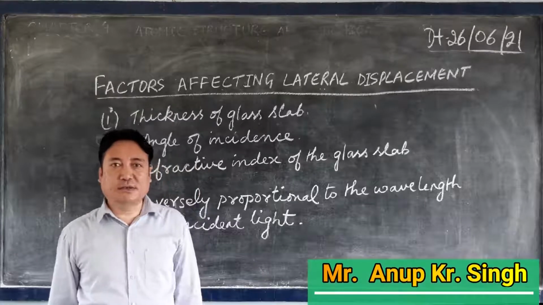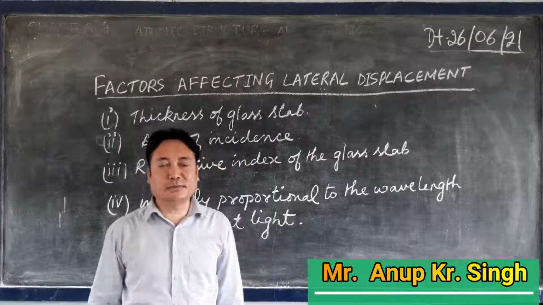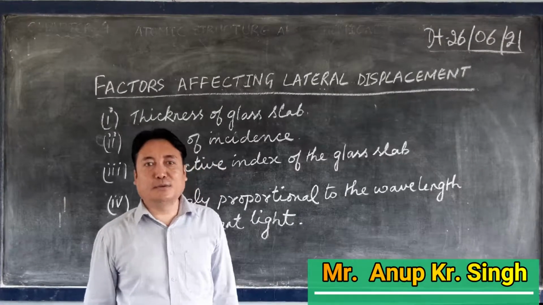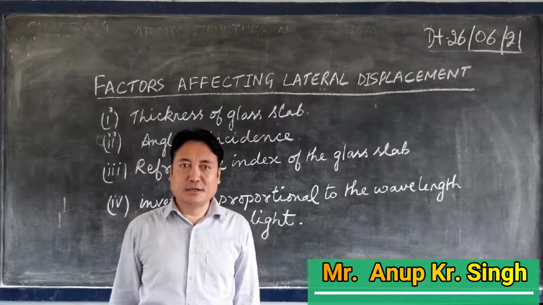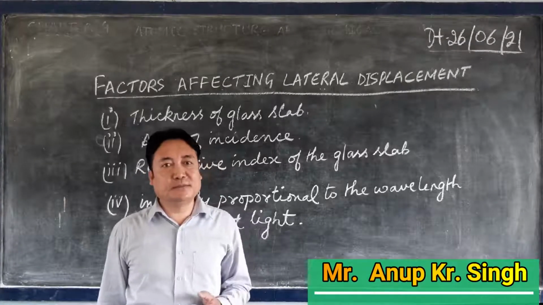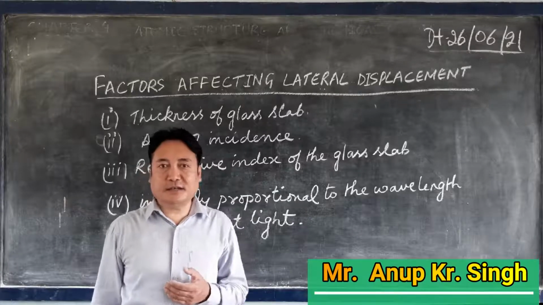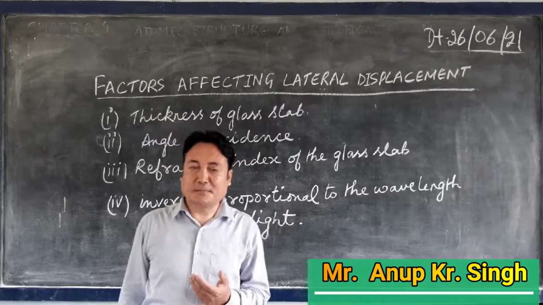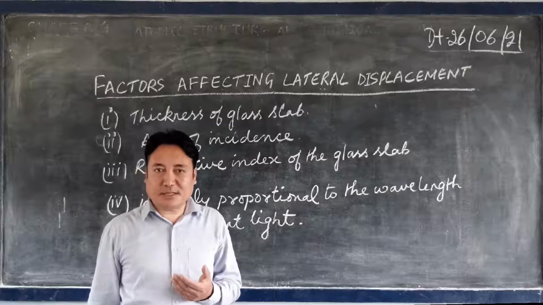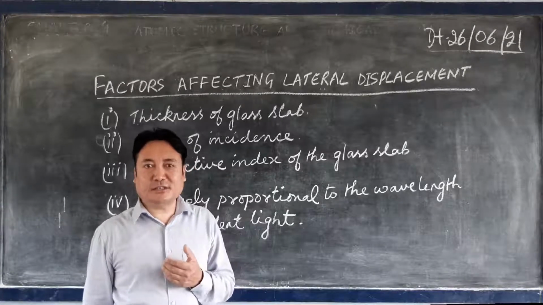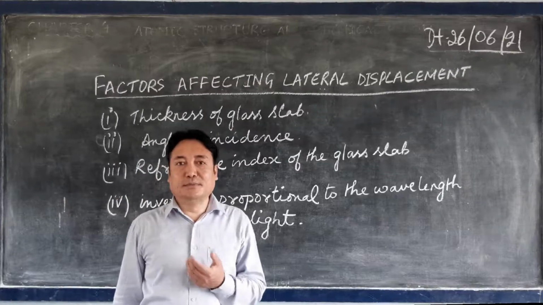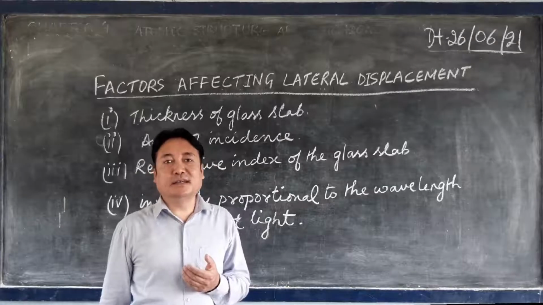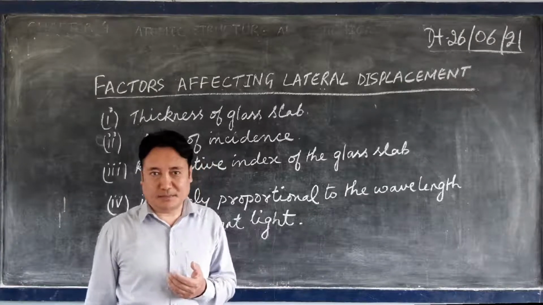In the last class, we discussed two terms. One is the principle of reversibility of light, and the second one is lateral displacement. The principle of reversibility of light means that the reflected ray or the refracted ray, when reversed, retraces its original path. We also discussed lateral displacement, which is defined as the perpendicular distance between the original path of the incident ray and the emergent ray.